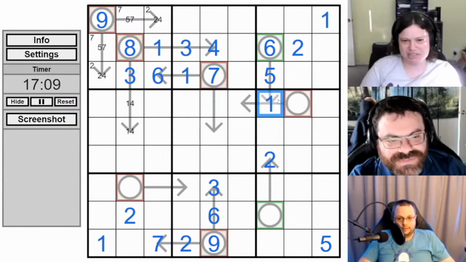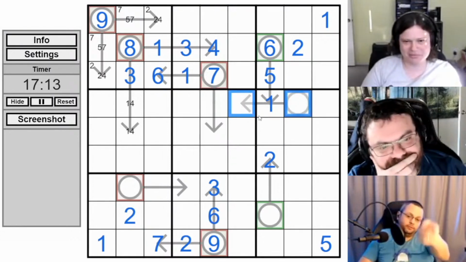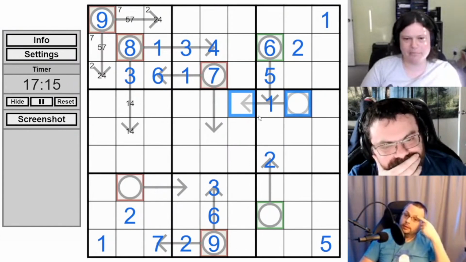Which doesn't do much to him. I mean, these two can still be consecutive. It fixes the 1, 4 over in box 4.